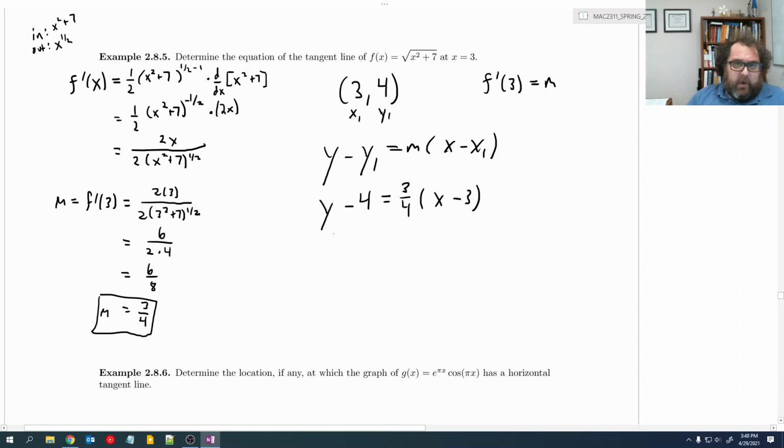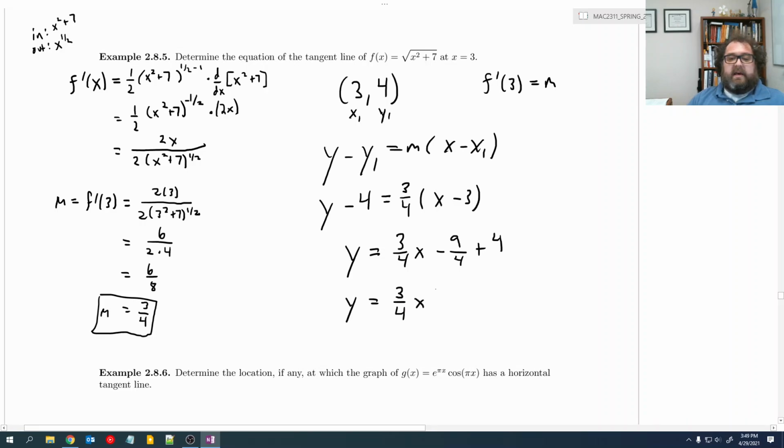And that is the equation of the tangent line, but we're going to write it in slope-intercept form, which means we need to add 4 to both sides and then collect like terms. So we have 3/4x. If we multiply by distributing, 9/4 plus 4, is that right? Yeah. So we just need to do one last simplification.